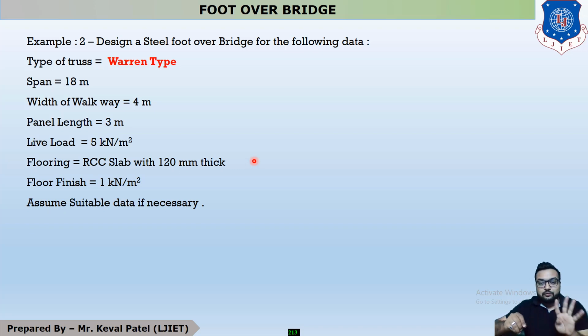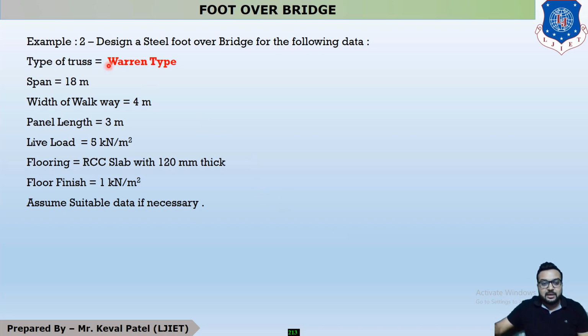So for all the four members, top chord, bottom chord, diagonal and vertical, we have to find out the number of bolts. The equation for number of bolts is the force divided by the bolt value. So this is your last step. Now we are moving further to our second example.